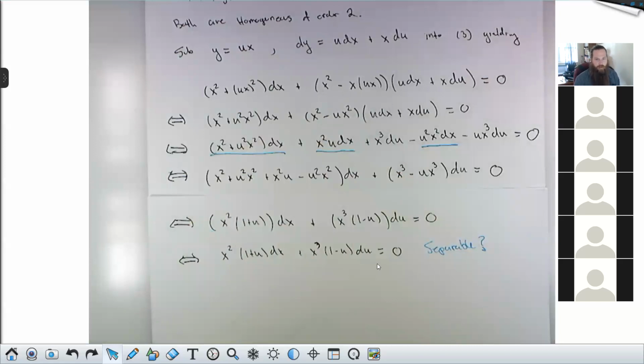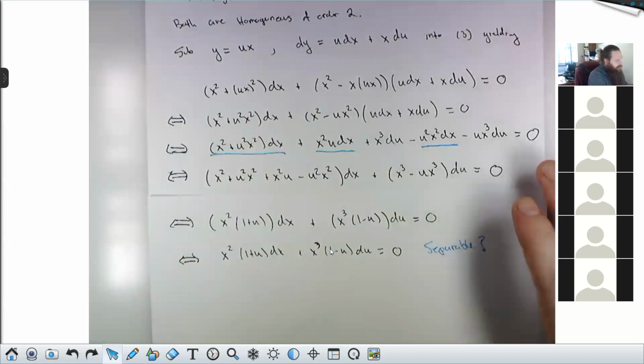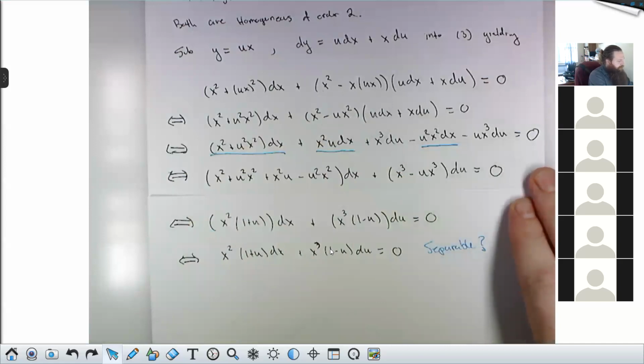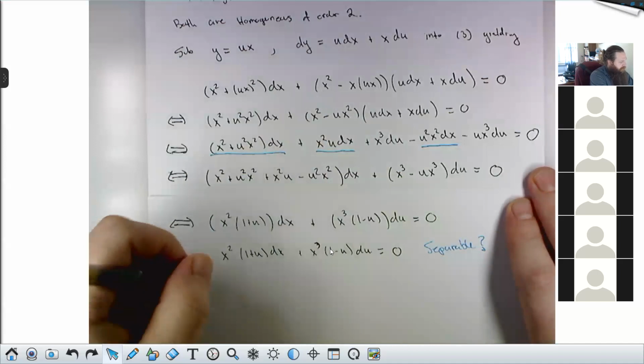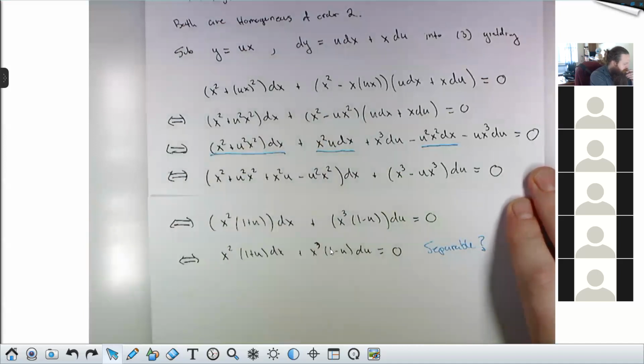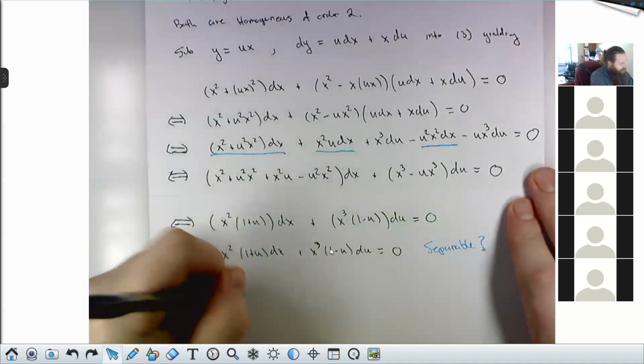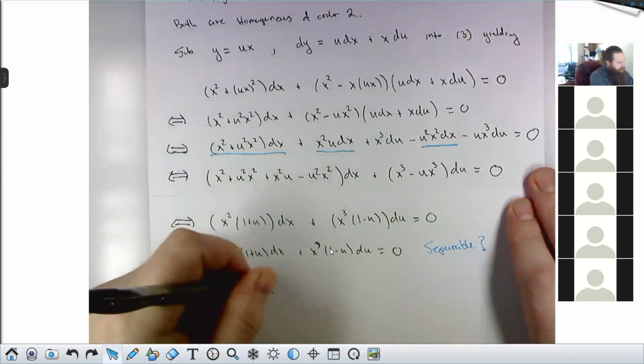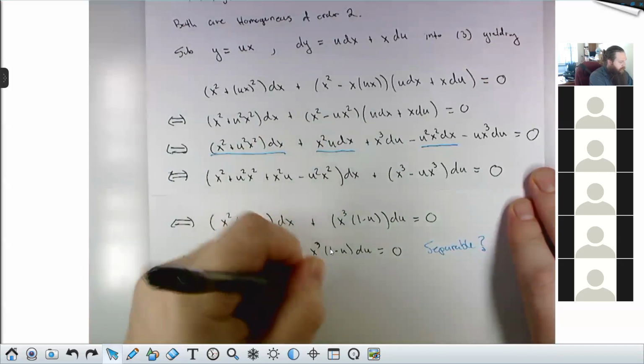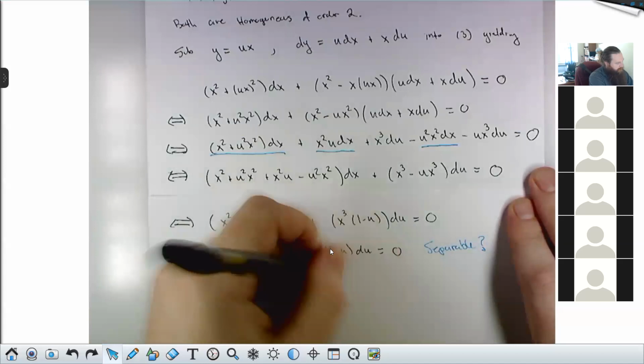So let's take a look. Can I separate variables here? Well, let me try to put all of the x's on the left, u's on the right. All right. So I'll leave the dx term over here, and I'll pull the du term to the other side.